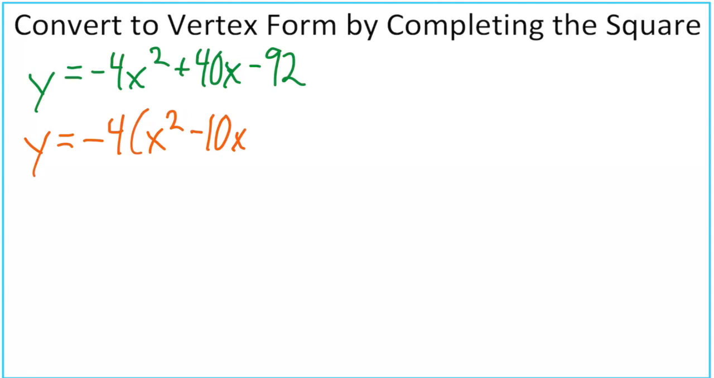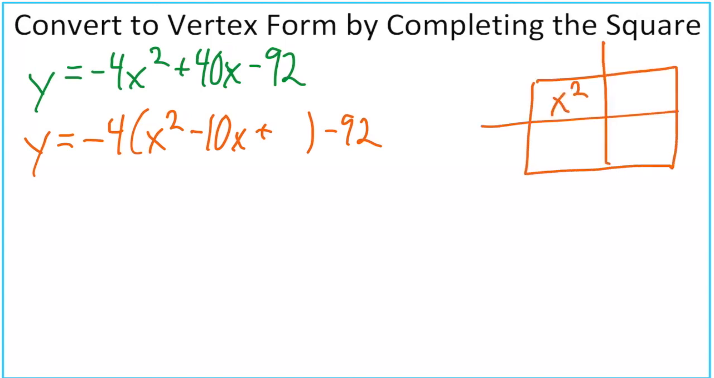It's also just 40x divided by negative 4. And then I have a space for what I'm going to put in there, and the minus 92 goes on the outside. All right, generic rectangle setup. X squared here, and split your negative 10x. And on the outside, we have an x times x, and a negative 5, and a negative 5. So negative 5 times negative 5 gives us positive 25. That goes in the missing space in the parentheses.